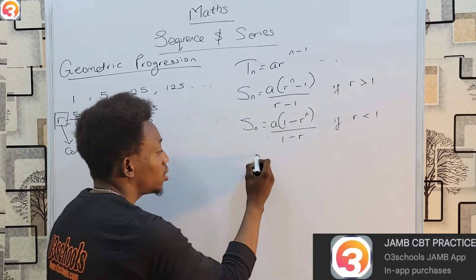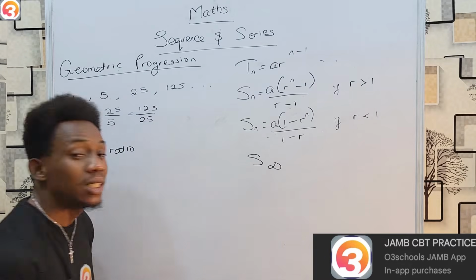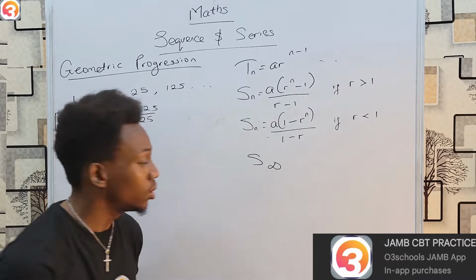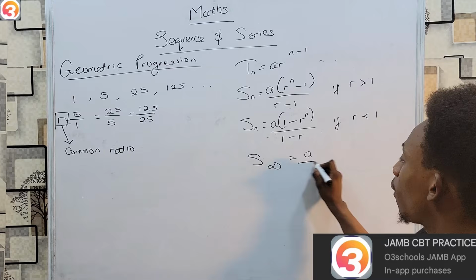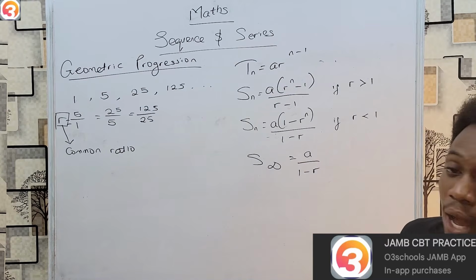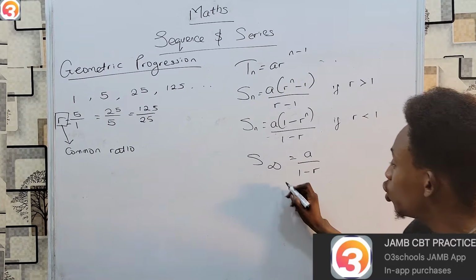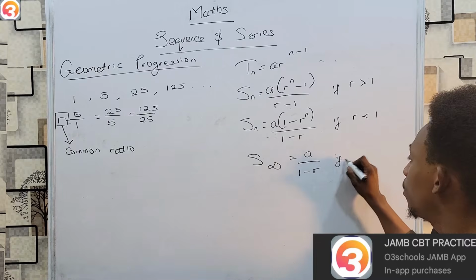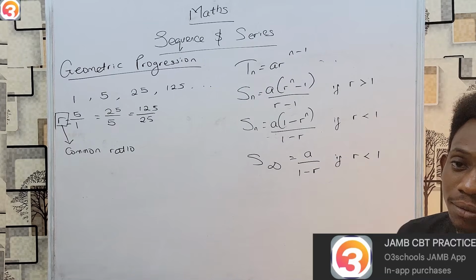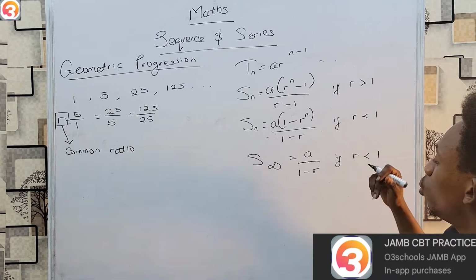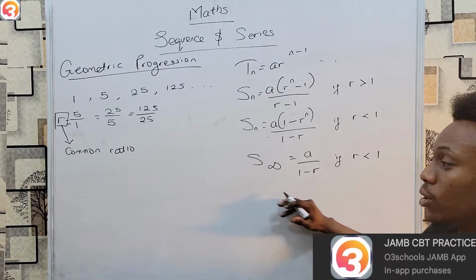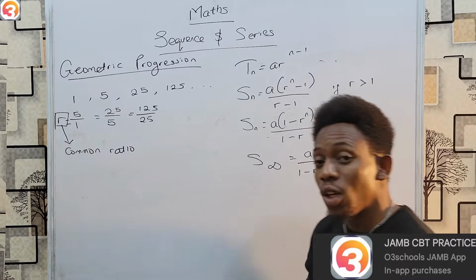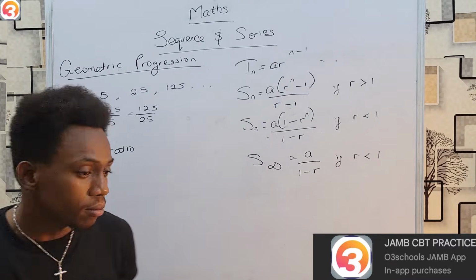So how then do you find the sum to infinity, the total sum of those numbers? For sum to infinity, it is a over 1 minus r. And please know, you only have sum to infinity if r is less than 1. If r is greater than 1, we do not find sum to infinity. But if it is less than 1, then we can find the sum to infinity of that GP.